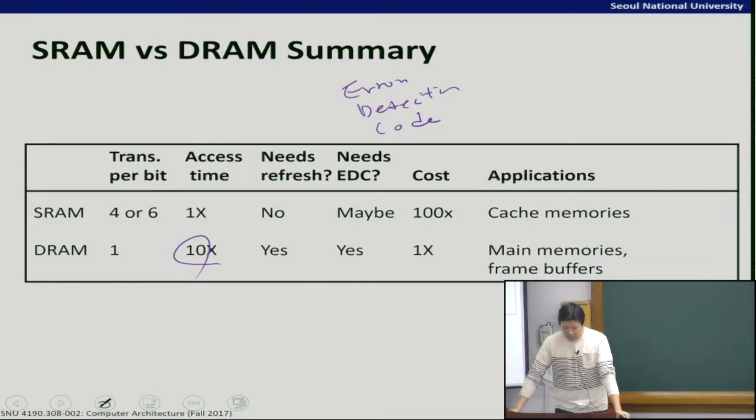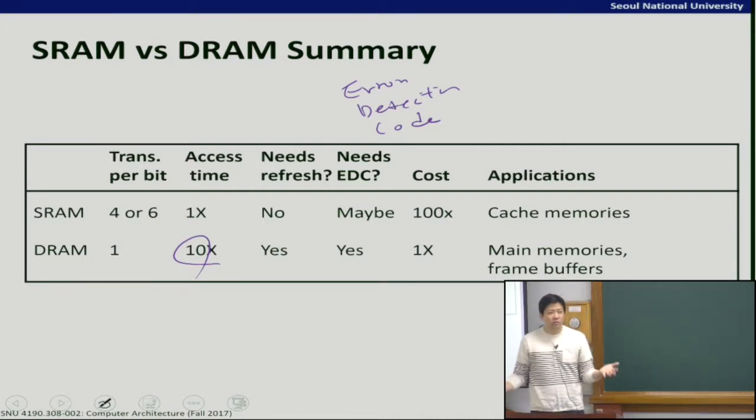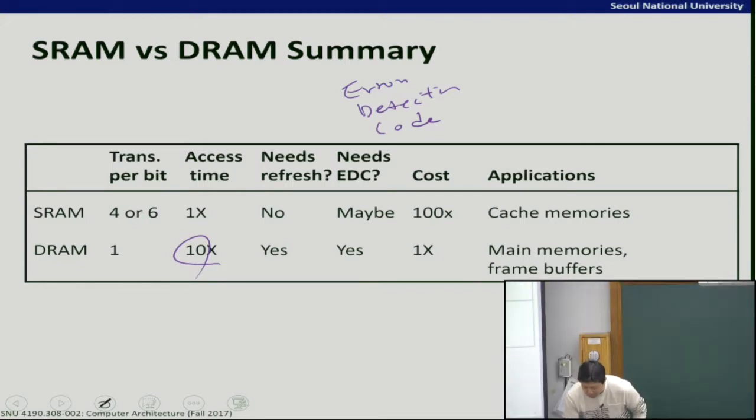In SRAM, sometimes you need an EDC, error detection code, but in DRAM you almost always need this EDC, because for stable operation you need to have it. And cost-wise, DRAM has the benefit. If DRAM's cost is 1x, that's the baseline, then the cost of SRAM is much higher. It's 100x.